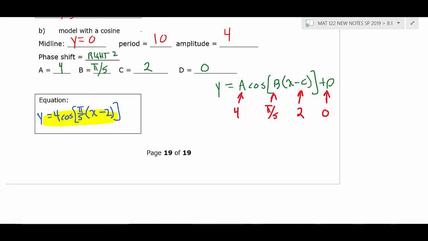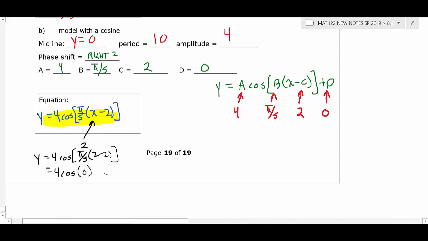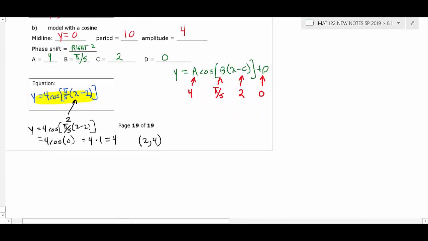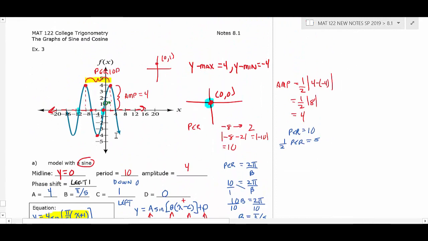Okay, now again what I'm going to do is just check. A good point to check that's real easy to do in your head is 2. So if you plugged in 2, you would have y equals 4 cosine pi over 5 times 2 minus 2. That would be 4 cosine of 0. Cosine of 0 is 1, so you'd have 4. So if you go back and look at your graph, just see if you have the point 2, 4 on that graph. And that would verify one point. So if you look at that, over 2 up 4, see that's a point.